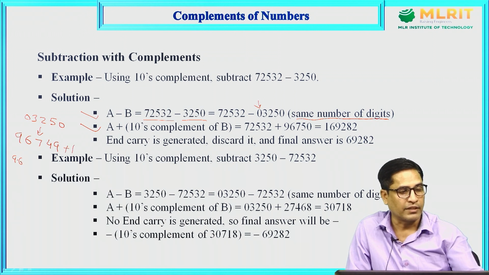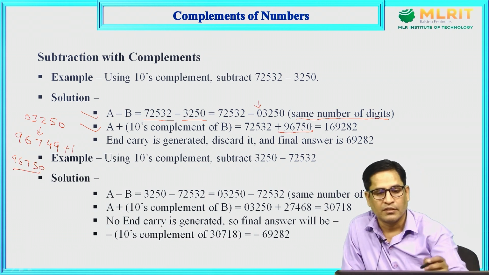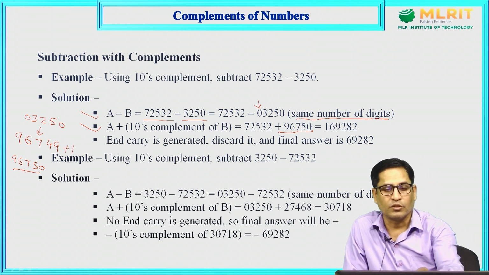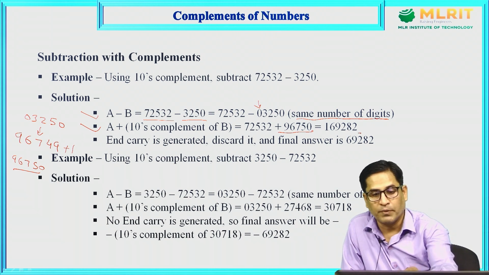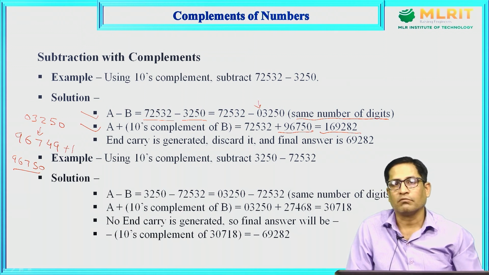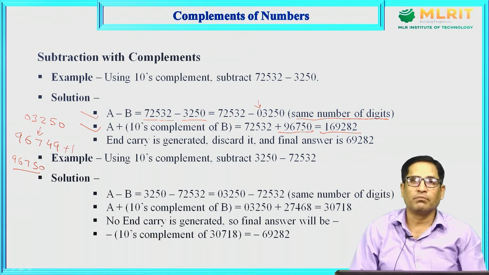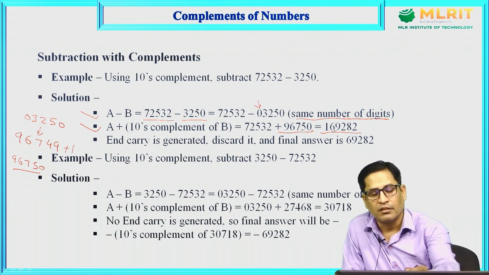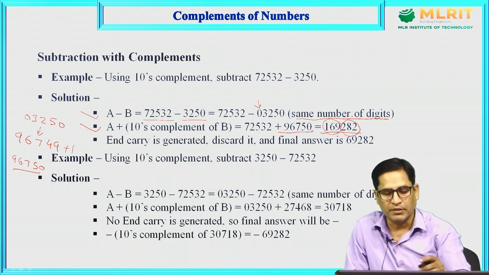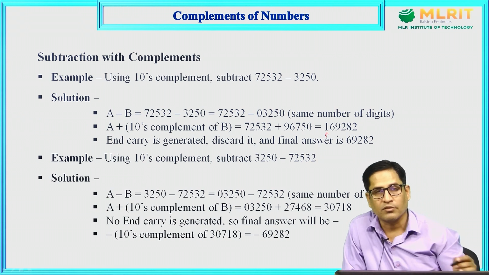So the number we will get is 96750, and this is what we got here. Then this number A is going to be added with this particular one. Now please note the concept of end carry. Both numbers we started with contain 5 digits each, but the end result has 6 digits. So that means this MSB is called a carry.